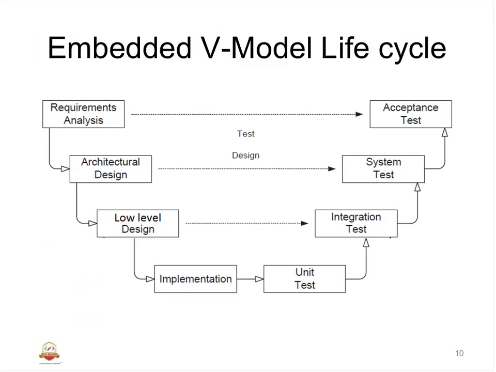On par with this, we have testing staggered on the right hand side. So we will develop the tests as per the horizontal line. For the requirements, we will write high level tests or acceptance tests. For the design, we will write system tests. For low level units, we will write integration tests. For the source code, we have unit testing.